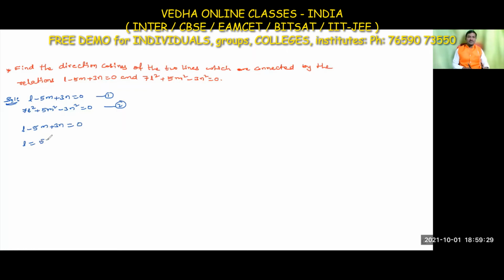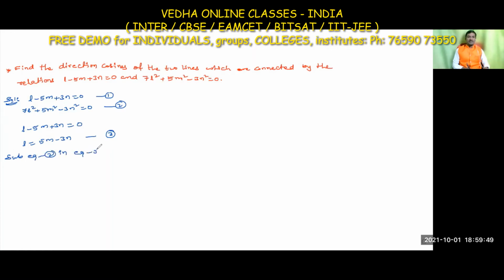That's why I am finding the value of l. So l equals 5m minus 3n. The negative term became positive, the positive term becomes negative. Take it as equation number 3. This equation 3 I am substituting in equation 2.